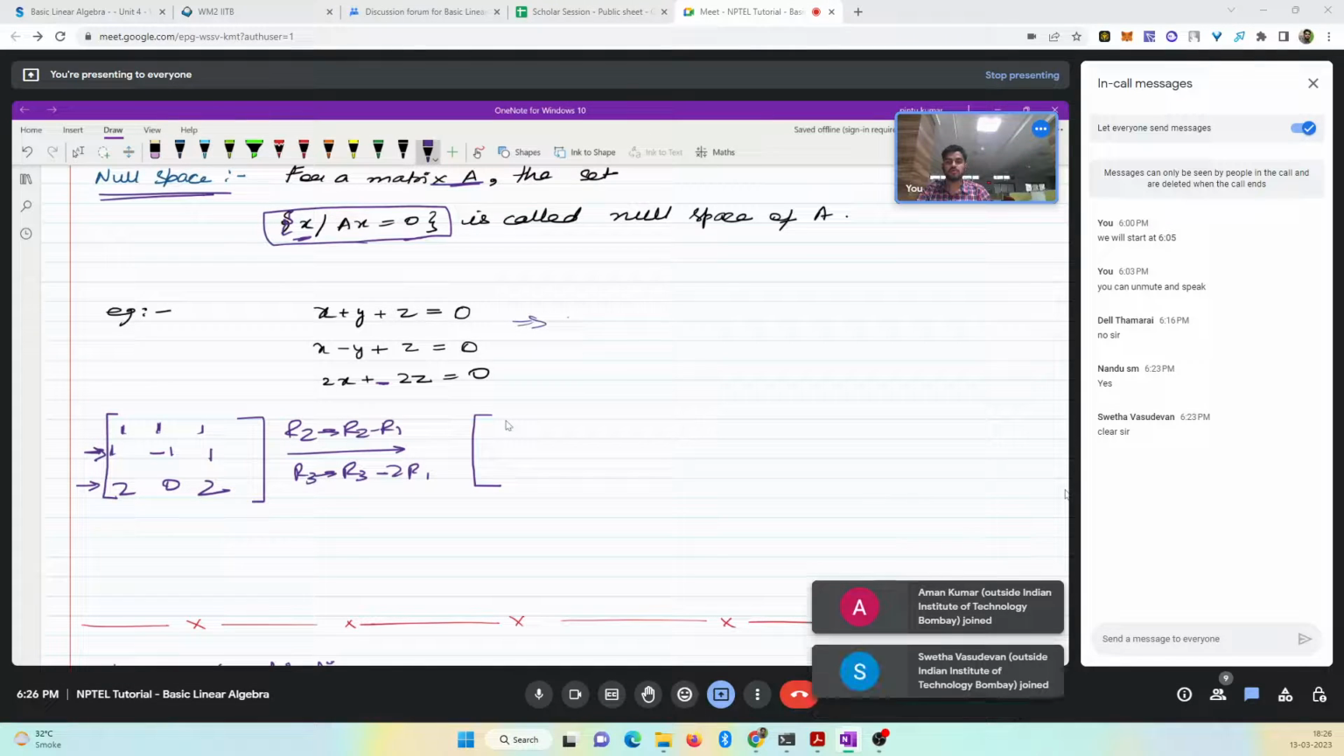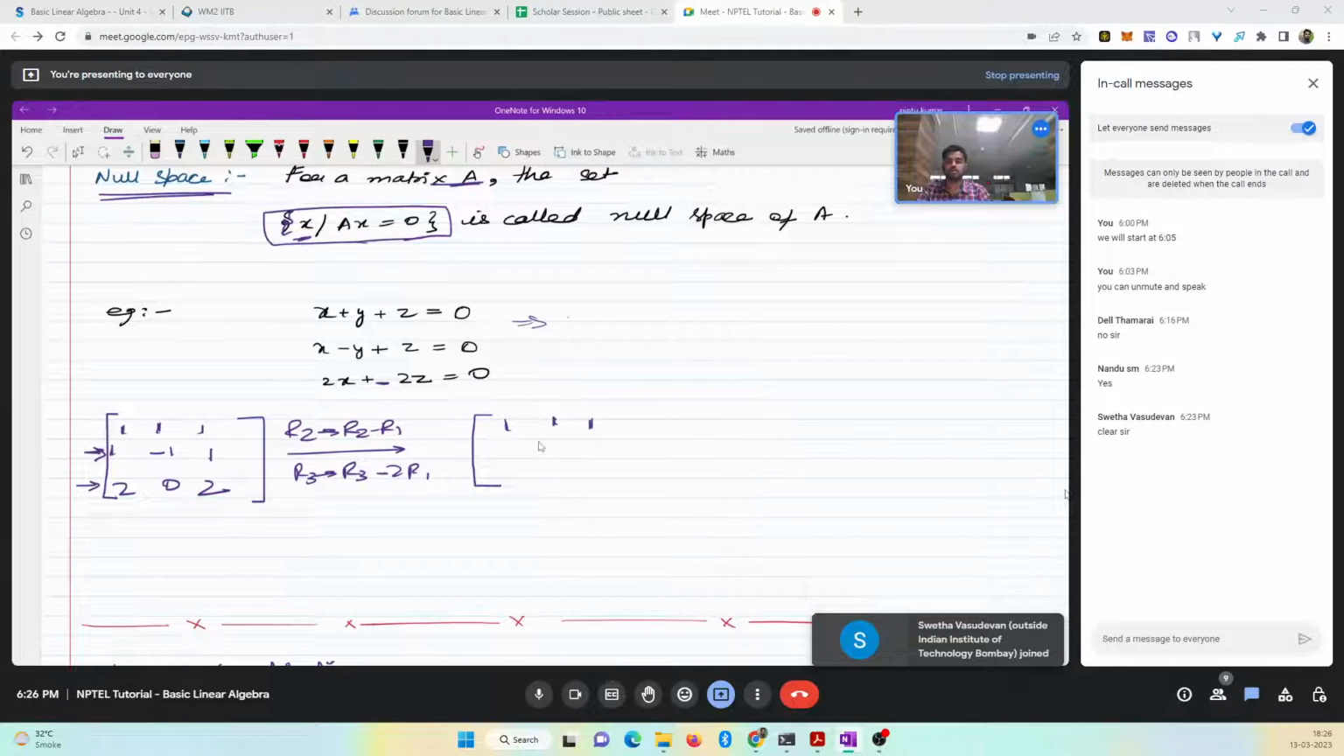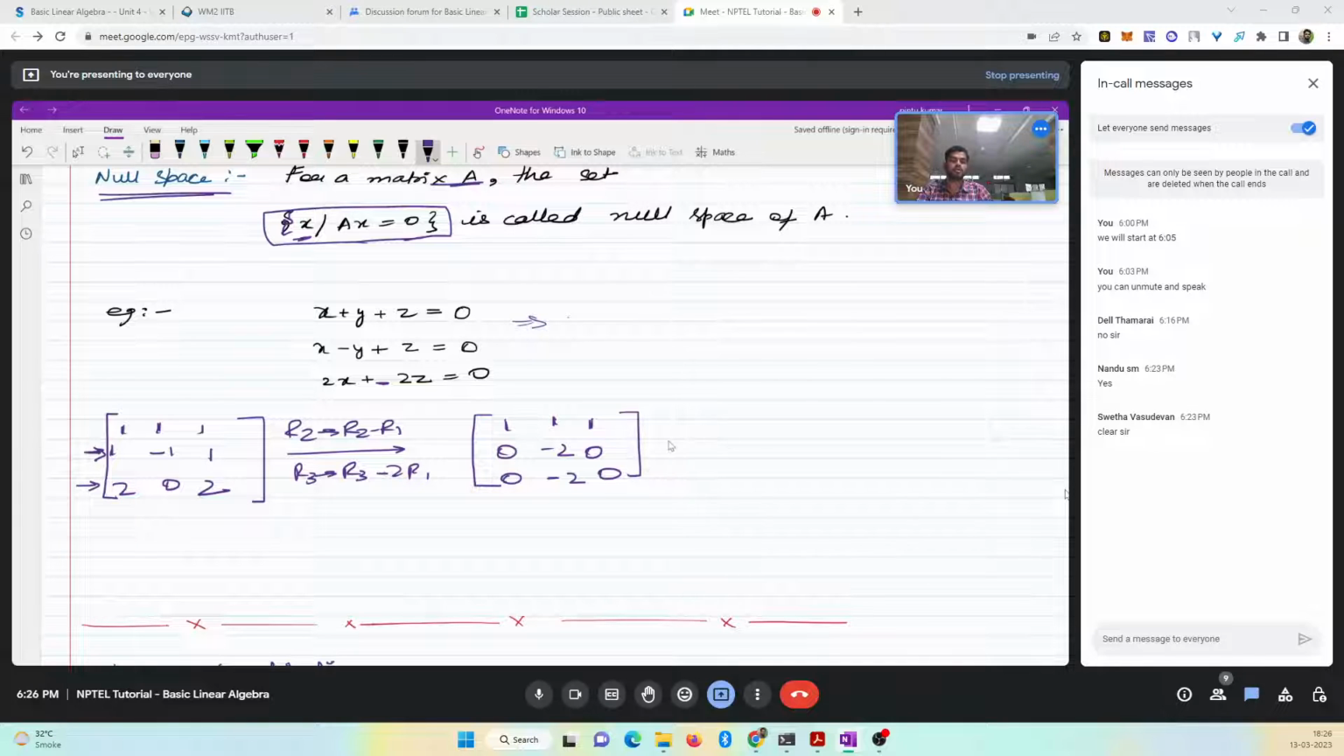We obtain 1, 1, 1. This is 0, -2, 0. And this becomes 0, -2, and 0. Let's make this entry also 0, because this is our pivot element. So R3 goes to R3 minus R2. What we obtain is [1, 1, 1; 0, -2, 0; 0, 0, 0].